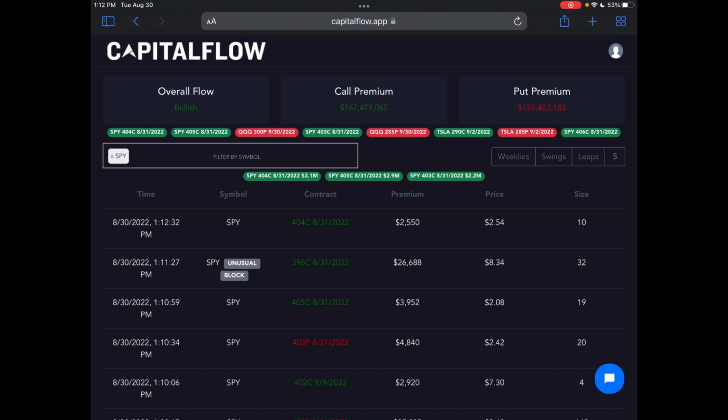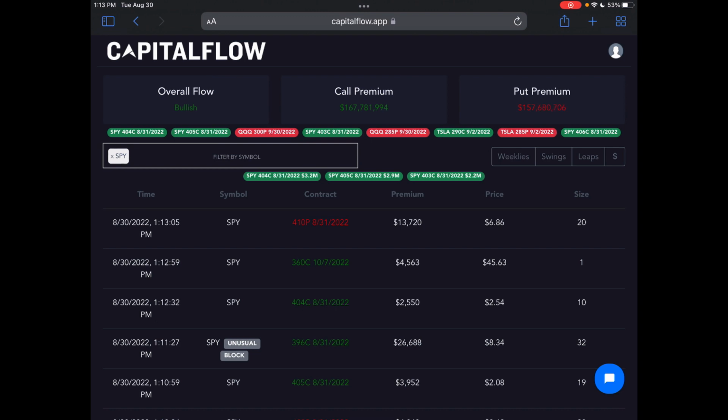To the right of the filter by symbol button, you see we have four more buttons. We have the weeklies, the swings, the leaps, and a dollar sign. These buttons are going to allow you to adjust the information that you see based on what kind of trader you actually are. These weekly, swings, and leaps buttons are going to give you expirations.